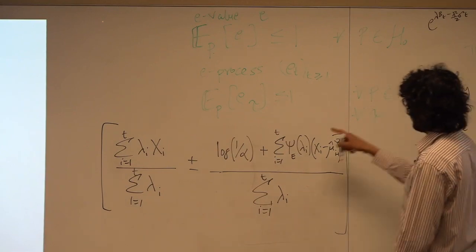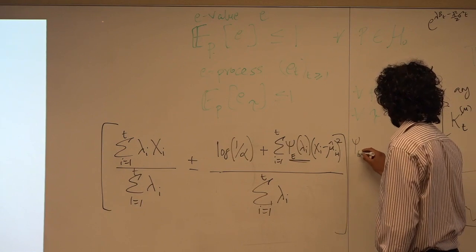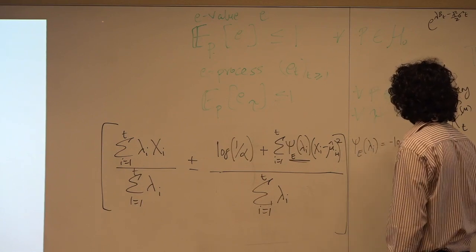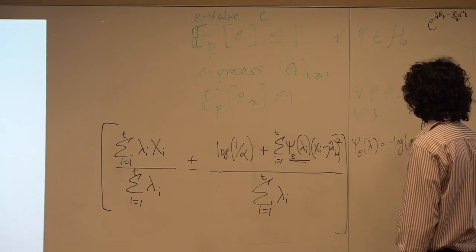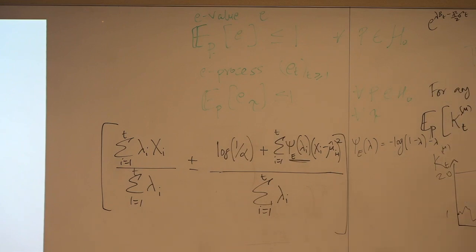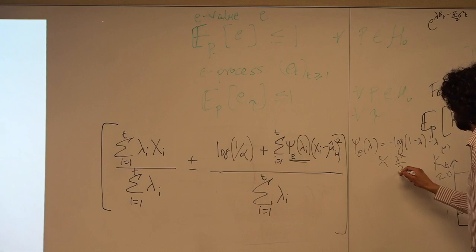I'm using this formula psi e of lambda i. This is going to come up later in the talk. Psi e of lambda is minus log of 1 minus lambda minus lambda, which if you do a Taylor expansion looks like lambda squared by 2.